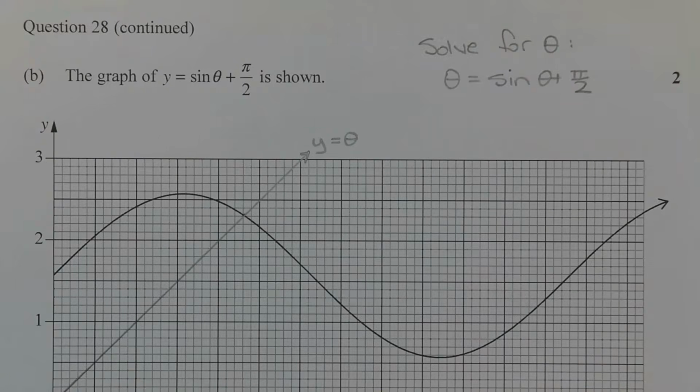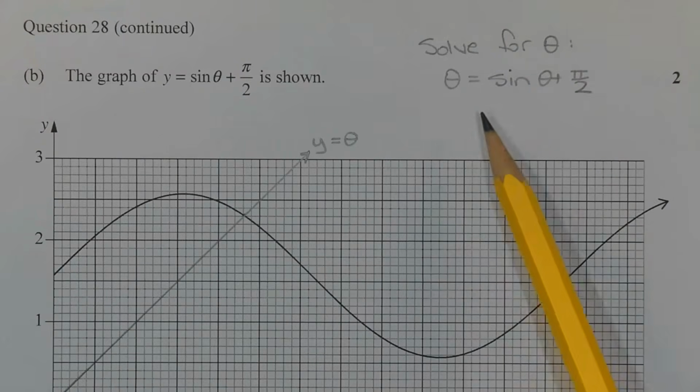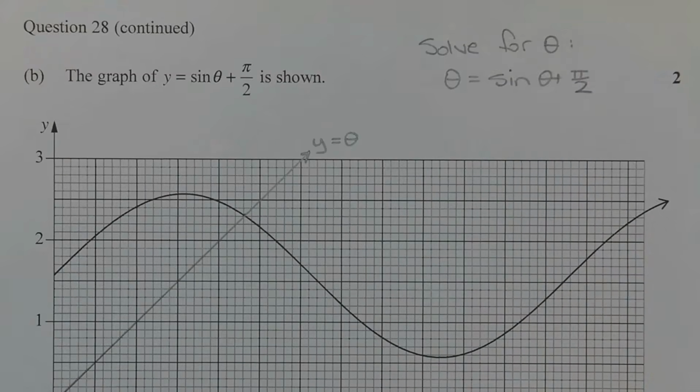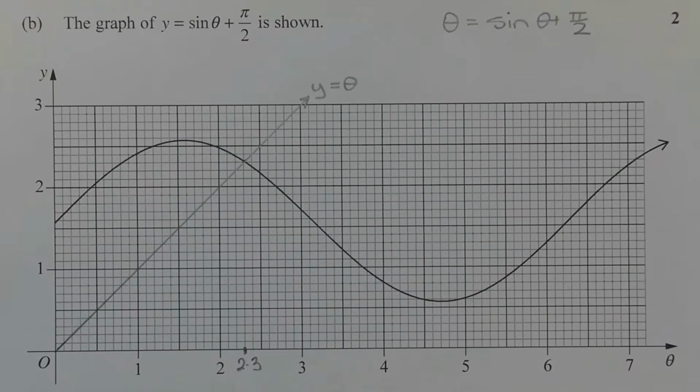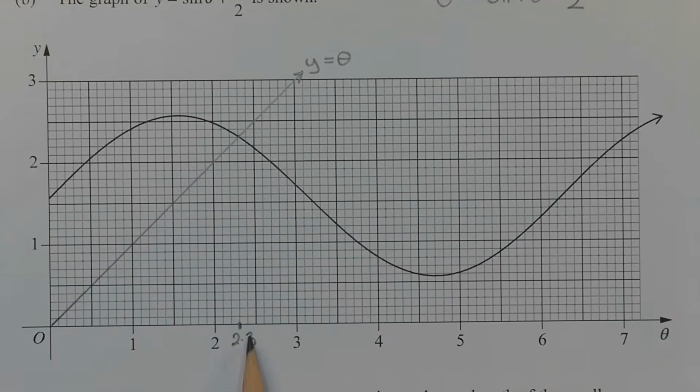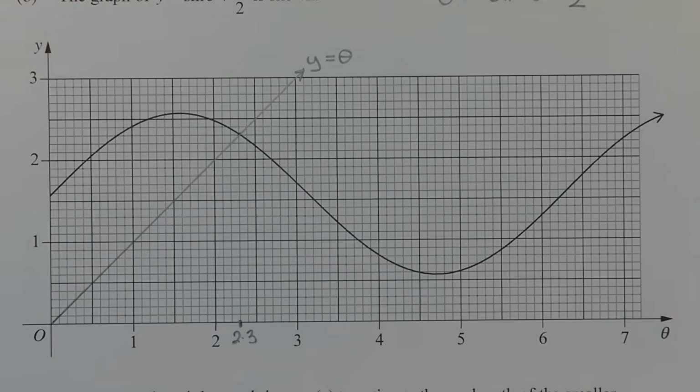We want to solve graphically for theta the equation theta equals sine theta plus pi over 2. Now we're already given the graph of y equals sine theta plus pi over 2. So what we need to do is to graph y equals theta and then find the point of intersection of the two graphs. So here is the graph of y equals theta, and we can see that the point of intersection occurs when theta is around 2.3 radians.